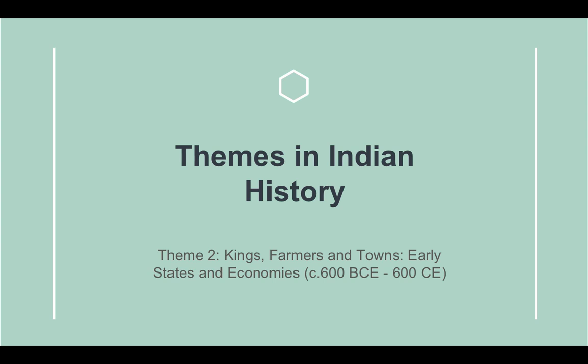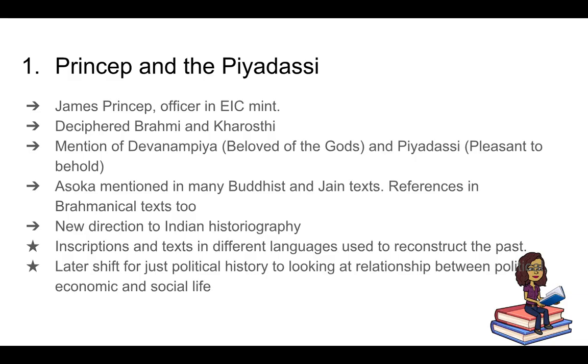Today we're going to do theme 2 from Themes in Indian History of the class 12 history textbook, and this is called Kings, Farmers and Towns, Early States and Economies, circa 600 BCE to 600 CE.